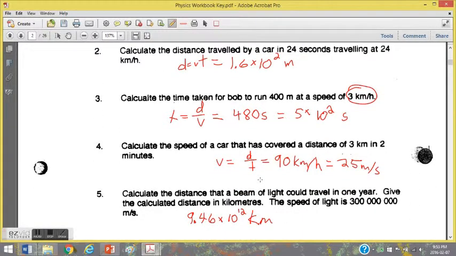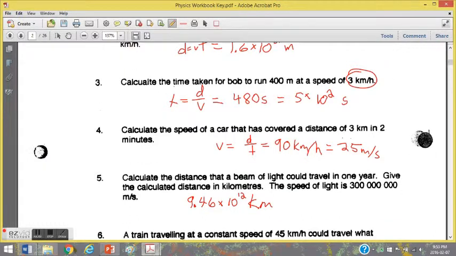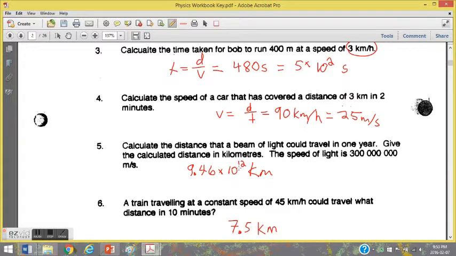Number 4 is going to be 25 meters per second, or 90 kilometers per hour. Number 5 is going to be 9.46 times 10 to the 12 kilometers. If you have 10 to the 15, it means you didn't change it into kilometers from meters. Again, given that this is in meters per second, finding the time in 1 year, you have 365 days times 24 hours per day, times 3,600 seconds per hour, giving you the number of seconds.